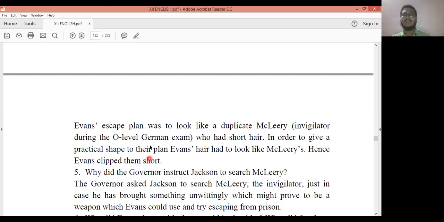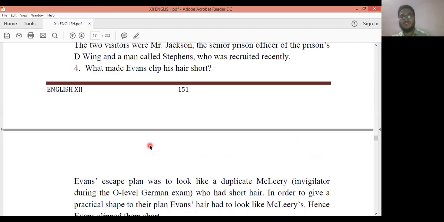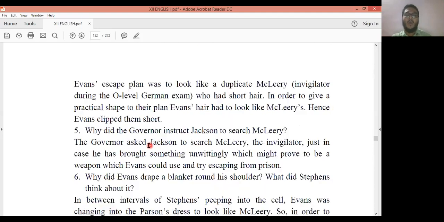So ask what the reason was for making it short, and the reason for keeping the same beard McLary had, and the reason for wearing the hat McLary wore. That is why he was wearing those hats, and what the reference to it is. Got it clear?